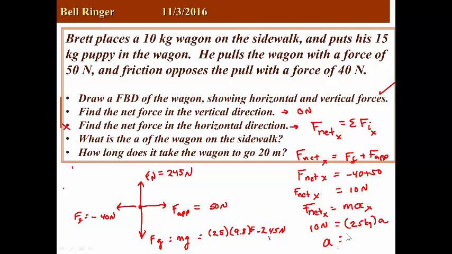Rudy, do you have that number? 10 divided by 25? 0.04? 0.4? Yeah. Thank you. All right. We good with that?